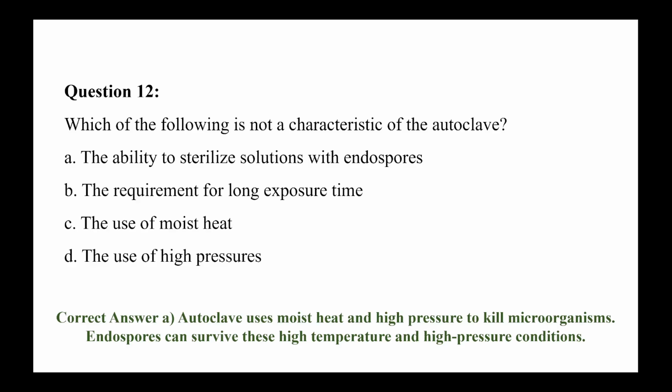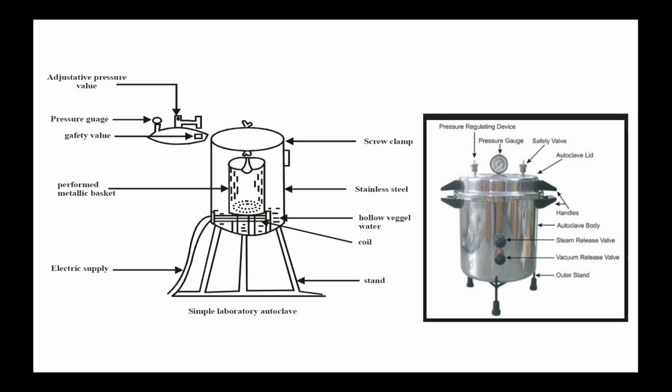The use of moist heat is a characteristic of autoclave. I told you it's like a pressure cooker. So we use water, and it is basically steam sterilization. And use of high pressures also, I told you, is a characteristic of autoclave. So option A is the correct answer.